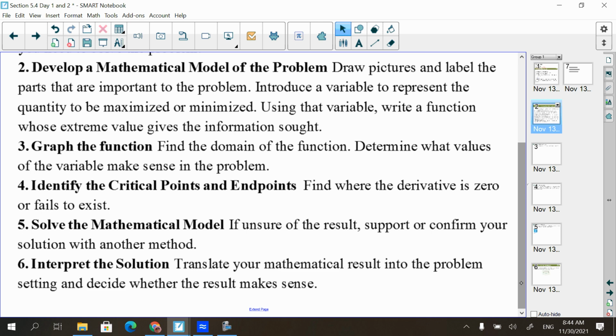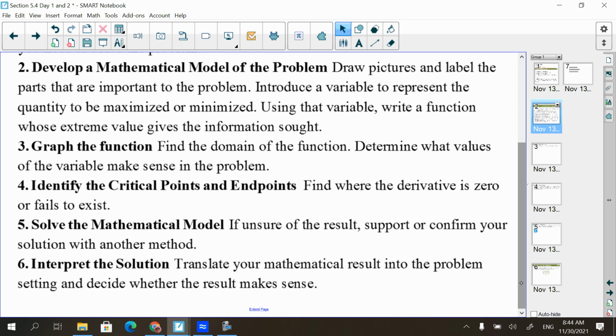Number three, graph the function. Sometimes when you graph the function, you find maybe it's a negative area or a negative radius, and you can't have those things. So you can cross off pieces of information within the problem that are not important. But also it can determine for you what values are important and what your domain is for the problem.